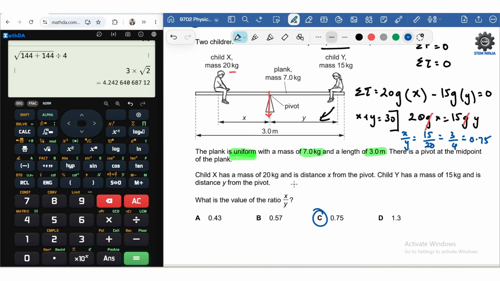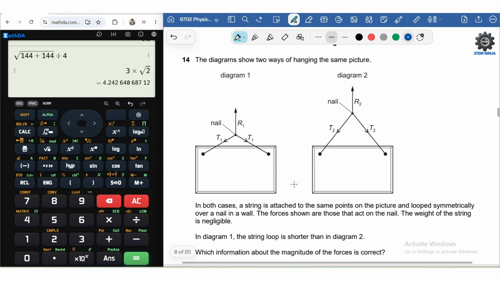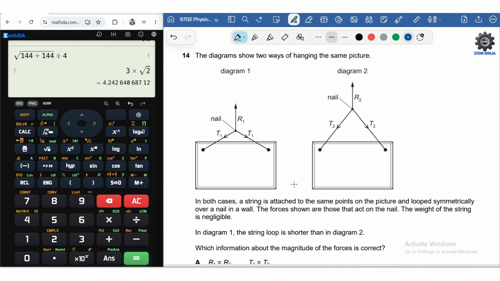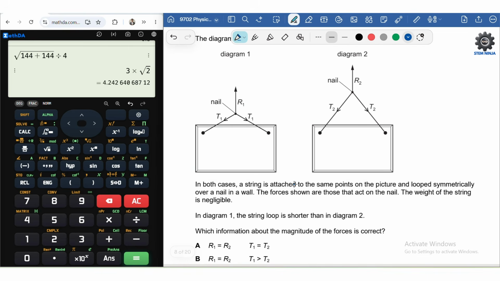C part. Okay. The diagram shows two ways of hanging the same picture. In both cases, the string is attached to the same points on the picture and looped symmetrically over a nail on the wall. The forces shown are those that act on the nail. The weight of the string is negligible. In diagram 1, the string loop is shorter than in diagram 2. Which information about the magnitude of the forces is correct?